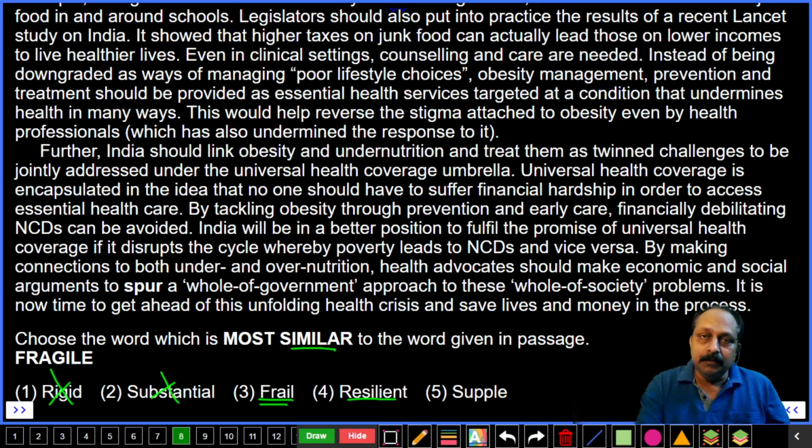Resilient. Resilient means very strong. You face a lot of hardships. In spite of that, you face all those hardships and you emerge victorious. You don't give up. Then we say resilient nature, positive word. This is a negative word. Supple means very soft and easy to bend. Supple. So this is also not right. Similar meaning, fragile. Answer is the third option, frail.